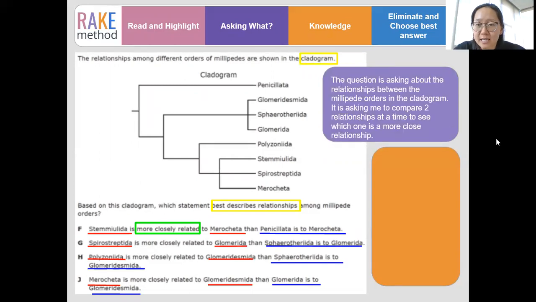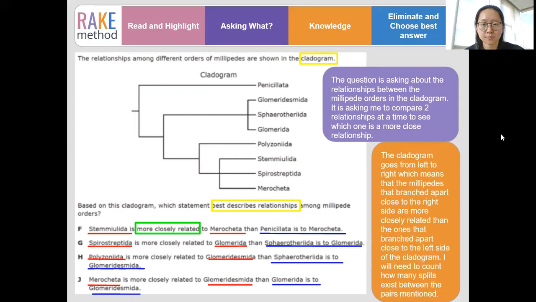The question is asking about the relationships between the millipede orders in the cladogram. It is asking me to compare two relationships at a time to see which one is a closer relationship. That's what the question essentially is asking. So we know that the cladogram goes from left to right, which means that the millipedes that branched apart close to the right side are more closely related than the ones that branched apart close to the left side of the cladogram. I will need to count how many splits exist between the pairs mentioned to determine their closeness.